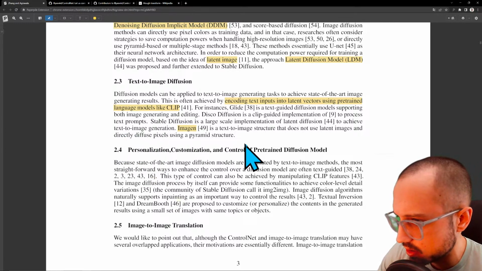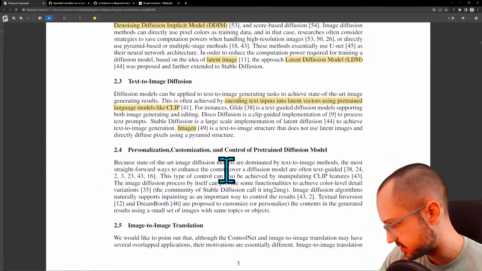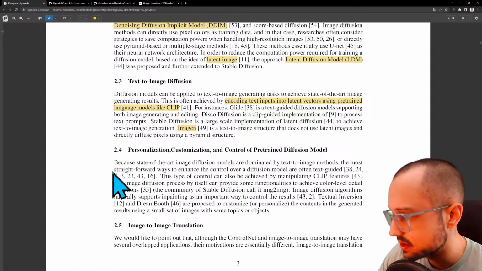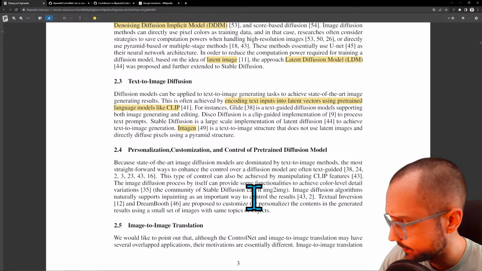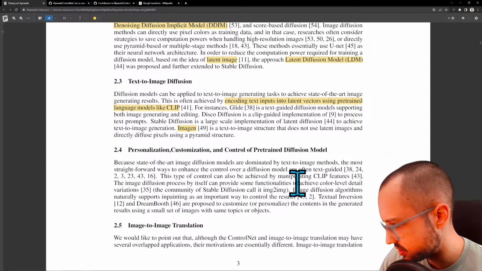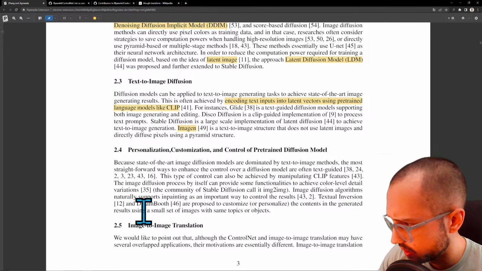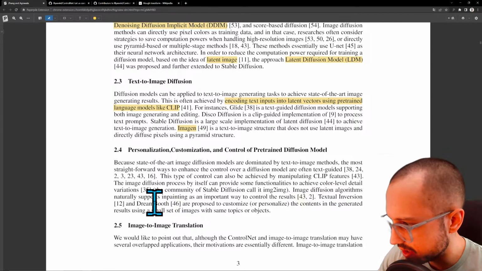Personalization, customization, and control of pre-trained models. Because state-of-the-art image diffusion models are dominated by text-to-image methods, the most straightforward ways to enhance the control over a diffusion model are often text-guided. This type of control can also be achieved by manipulating CLIP. The image diffusion process by itself can provide some functionalities to achieve color level detail variations. Image diffusion algorithms naturally support inpainting. Textual inversion and DreamBooth are able to customize.